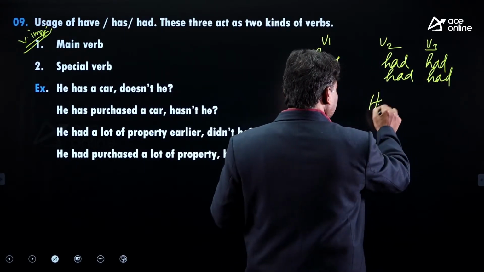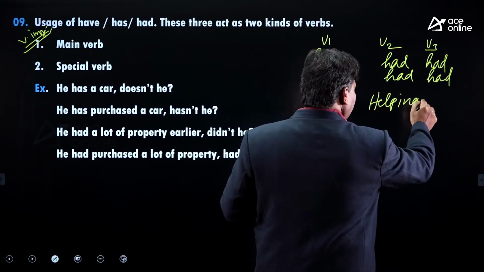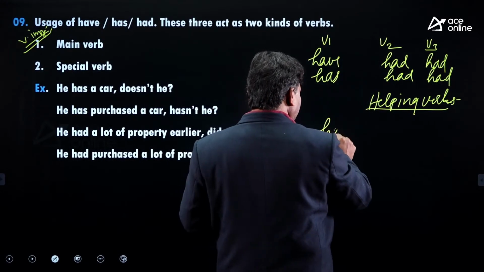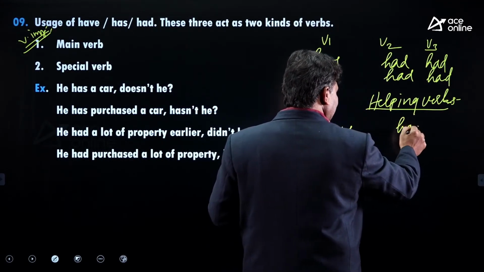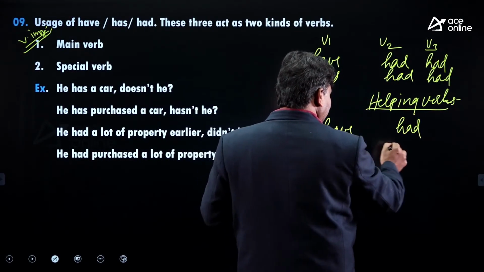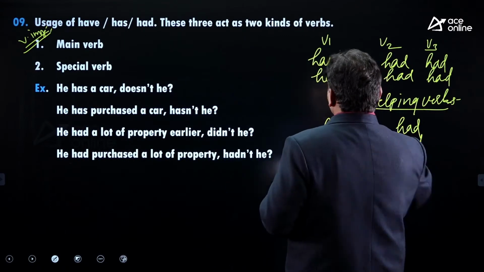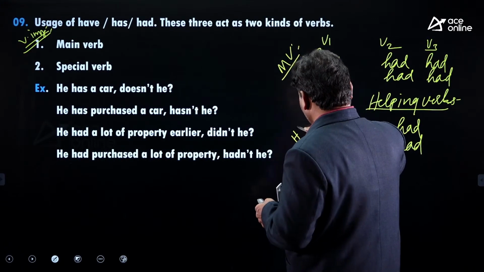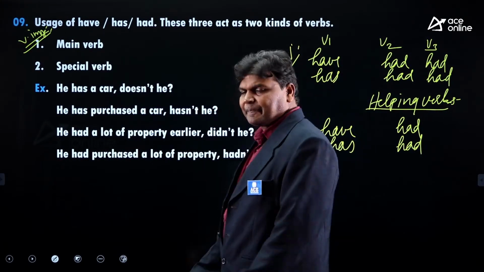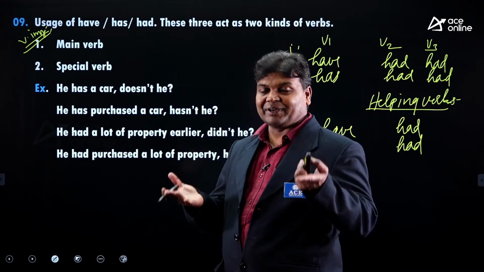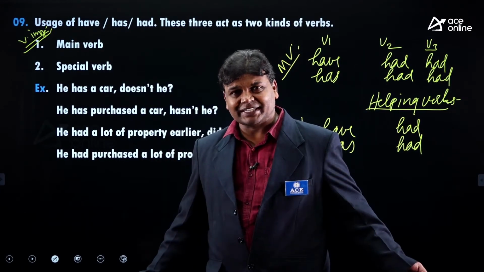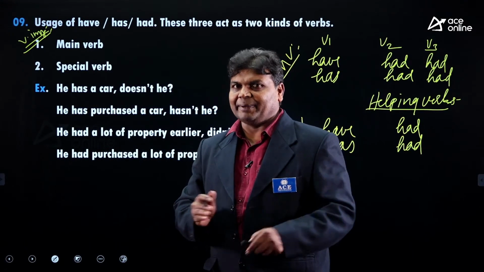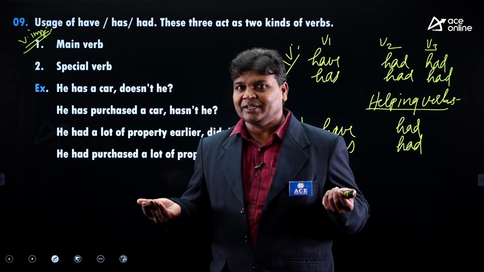Helping verbs, students, they have only two forms. Helping verbs don't have V3 now. So only V1 now. Have, had only we take it as. Has, had. Some verbs do the work of main verbs. At the same time, some verbs also do the work of helping verbs. But main verbs' functions are different. Helping verbs' functions are different. Am I right? Yes.